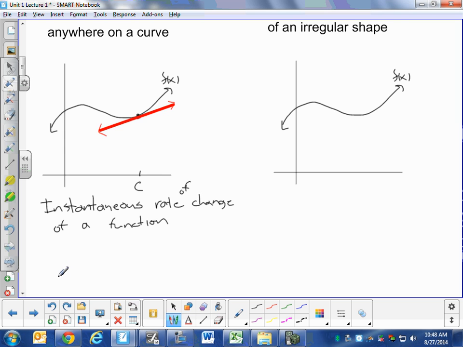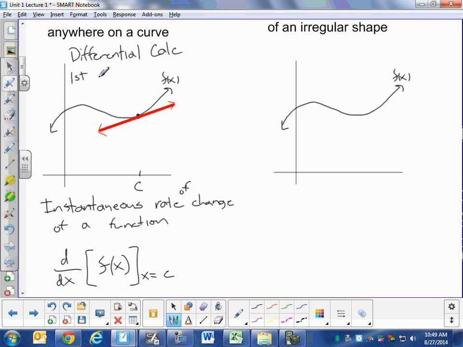Okay? We will use notation that will look like this. It's going to seem very foreign to you now, but it will be very familiar to you eventually. You will take the derivative of the function at the specific value. This is called differential calculus. And throughout the entire first semester, we will study this. That's an R.